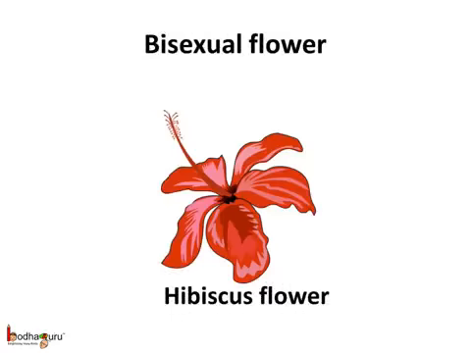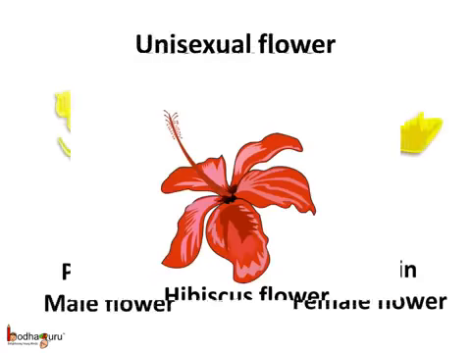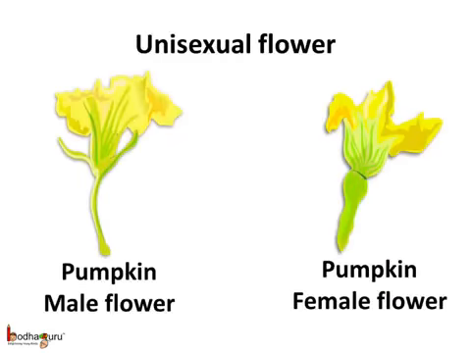You know, in certain plants, for example, the hibiscus plant, the same flower has both the male and the female gametes. Hence, the flower is called the bisexual flower or the complete flower. While in other plants, for example, pumpkin, corn, papaya, etc., the flower has either the male gamete or the female gamete. Hence, the flower is called the unisexual flower or the incomplete flower.